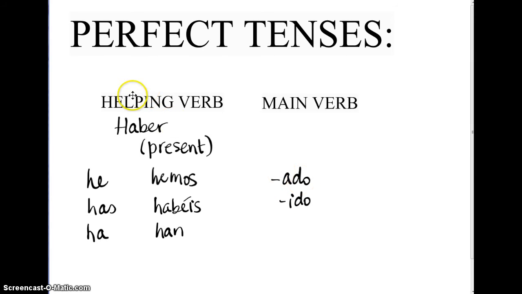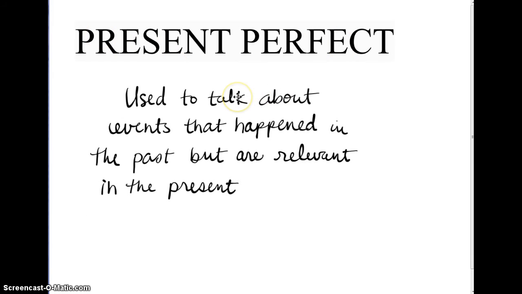So the present perfect is the first one we talked about. We conjugate haber in the present tense, has, ha, hemos, habéis, han, followed by the past participle. We use the present perfect to talk about events that happened in the past but are relevant in the present. And when we use present perfect, we're only talking about one action at a time.